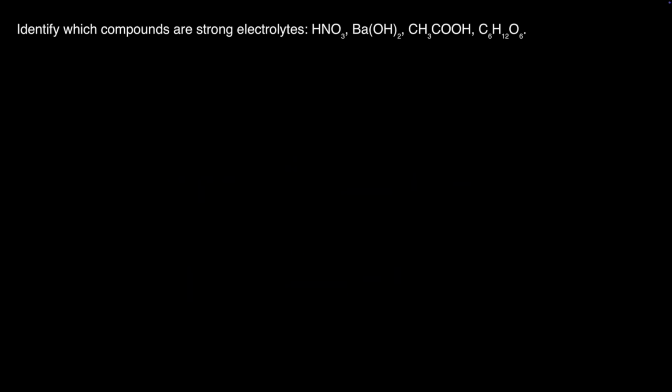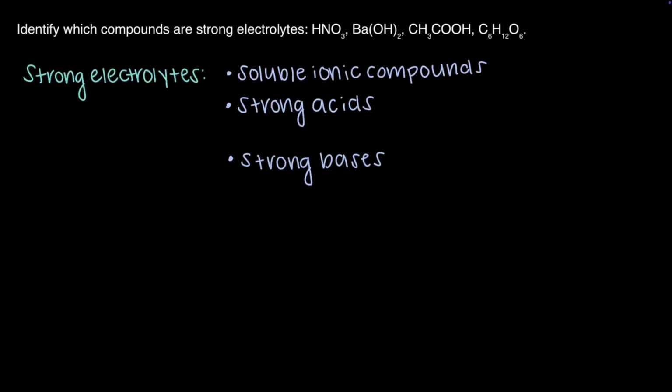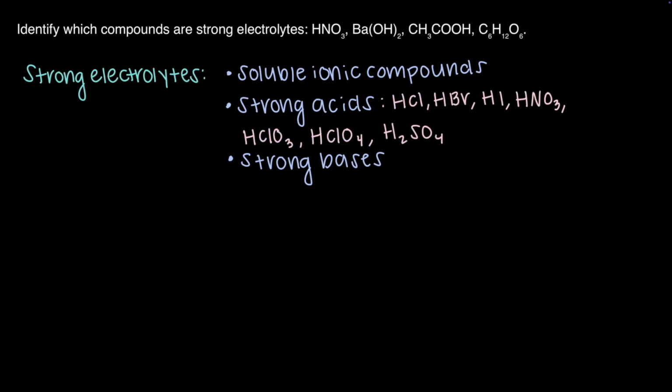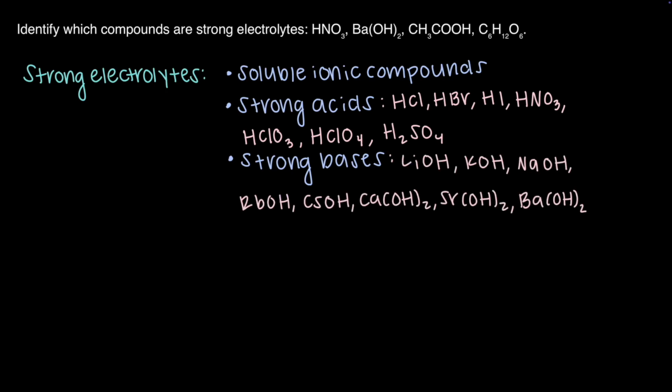Identify which compounds are strong electrolytes. HNO3, Ba(OH)2, CH3COOH, and C6H12O6. Strong electrolytes will be soluble ionic compounds, strong acids, and strong bases. The strong acids that we have to memorize are HCl, HBr, HI, HNO3, HClO3, HClO4, and H₂SO₄. Strong bases that we have to memorize are LiOH, KOH, NaOH, RbOH, CsOH, Ca(OH)2, Sr(OH)2, and Ba(OH)2.